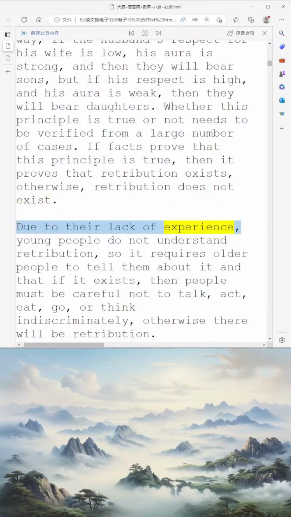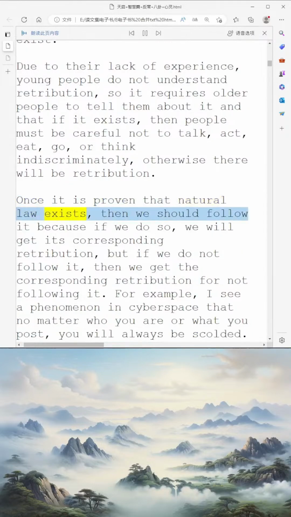Due to their lack of experience, young people do not understand retribution, so it requires older people to tell them about it, and that if it exists, then people must be careful not to talk, act, eat, go, or think indiscriminately, otherwise there will be retribution. Once it is proven that natural law exists, then we should follow it, because if we do so, we will get its corresponding retribution, but if we do not follow it, then we get the corresponding retribution for not following it.